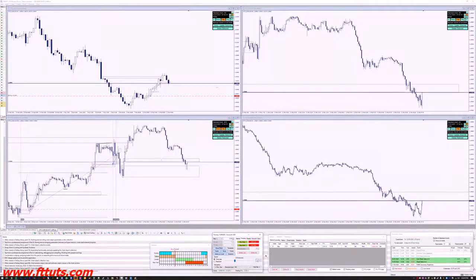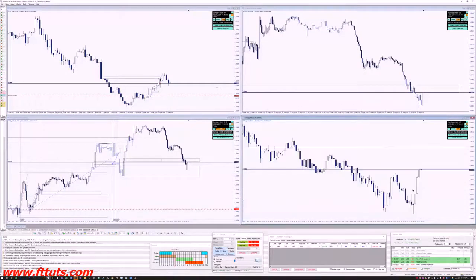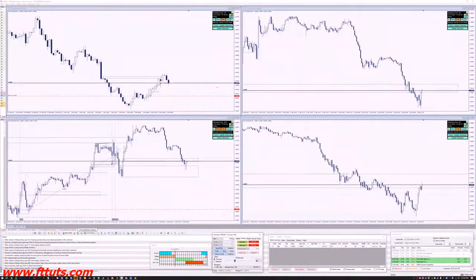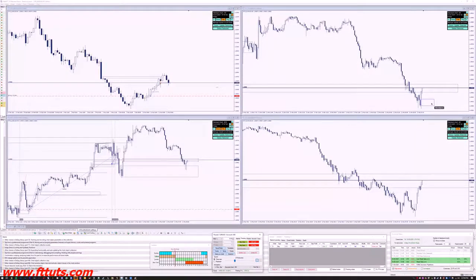Now we're at the extreme. Let me zoom in a little bit on this. This is all happening during Frankfurt London Open too, which is pretty nice. Let's say this is a nice 1-minute change of character, even 5, assuming we close above. Yeah, which we did.